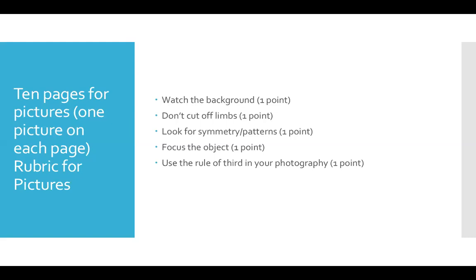Now for background, for nice background, there is 1 point. If you don't cut off the lens, there is another 1 point. Looking for symmetry and patterns, there is another 1 point. Then you have to focus the object, there is another 1 point for that. And use the rule of third in your photography, there is another 1 point.